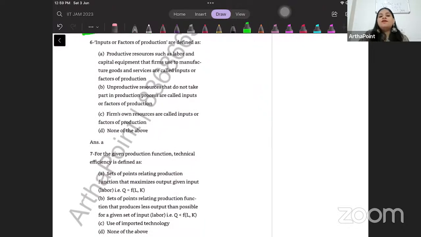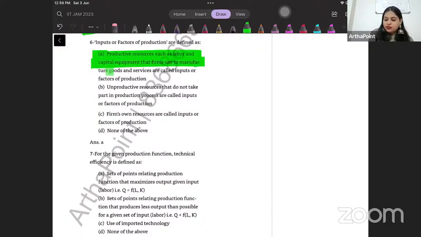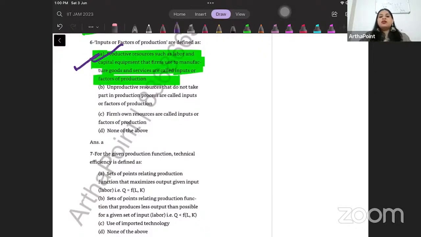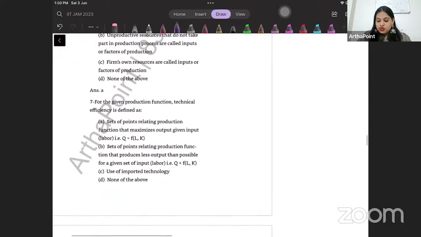Input or factor of production are defined as. So what are inputs? Read out the definition. Productive resources like labor and capital, which are used to manufacture goods and services. So the definition A is absolutely correct. So answer will be A, beta. Productive resources which help you go ahead and produce the output. Okay, beta, come to the next question.